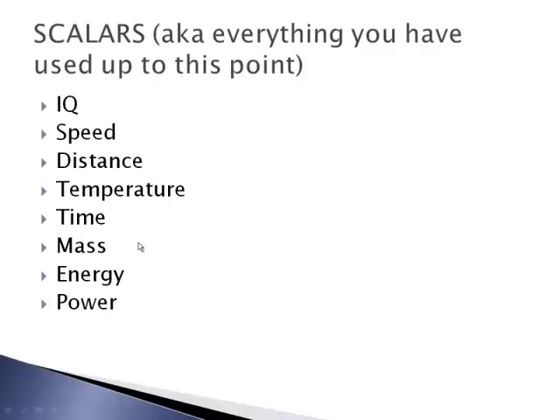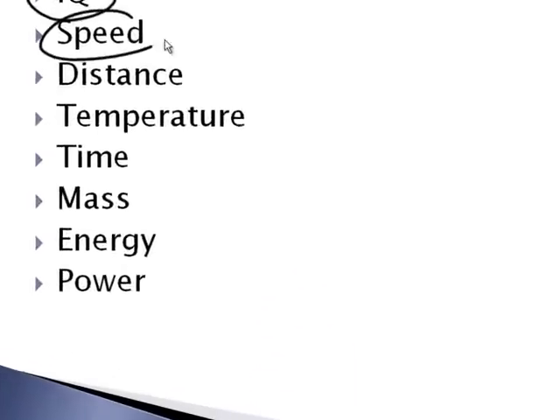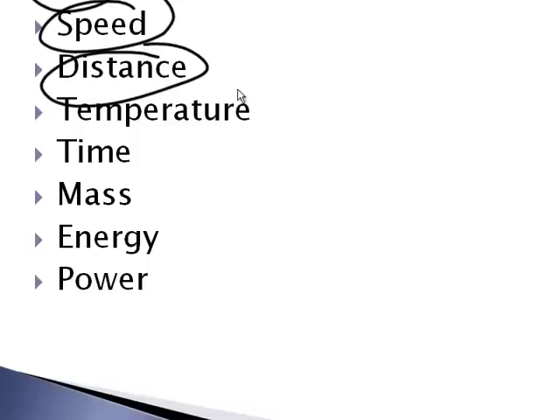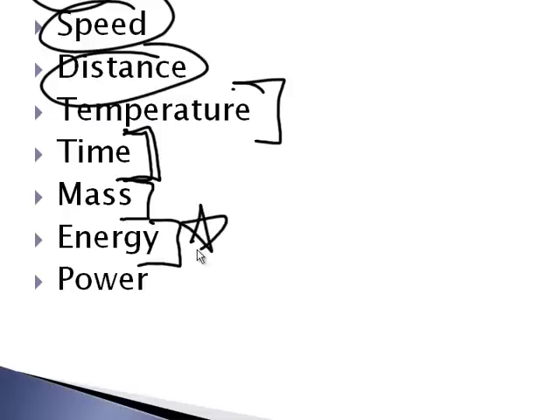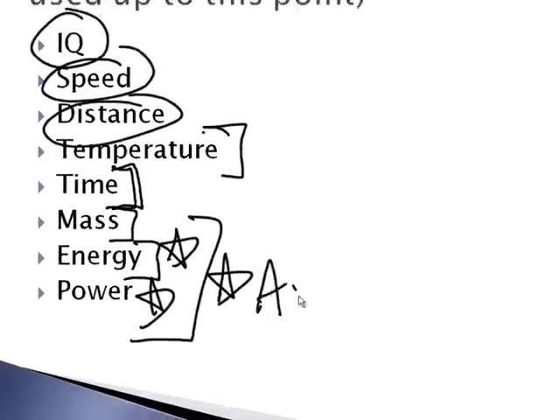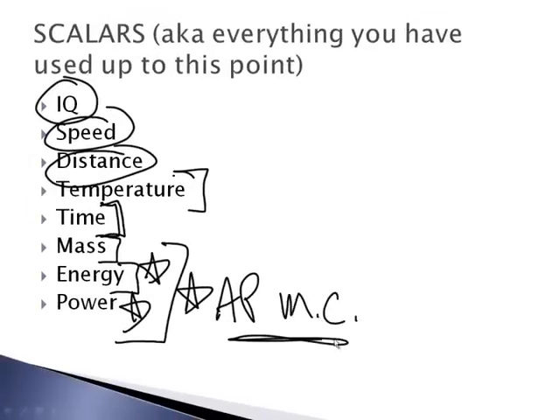Welcome back. Scalars: IQ, speed, distance. Distance doesn't care about which way you go. Temperature: who cares if it's going up or down? That's a change idea, but temperature has no direction. Time has no direction. Mass has no direction. Energy has no direction. Power has no direction. These are the two that the AP test, multiple choice, always asks about. But the big idea is these have no direction.